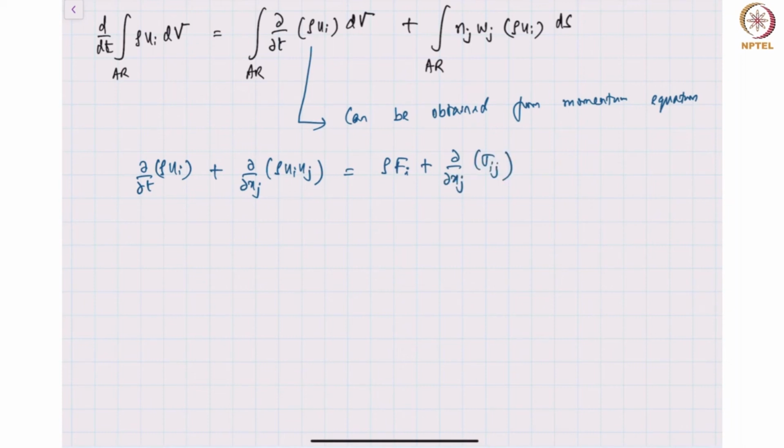And sigma ij is the stress tensor. Okay, so we have divergence of the stress on the right hand side. From this equation we get, using this equation, the local changes to momentum in time. I take all the other terms to the right hand side.